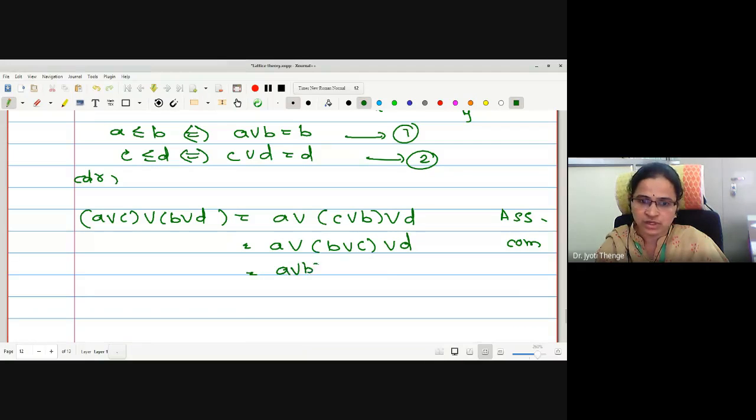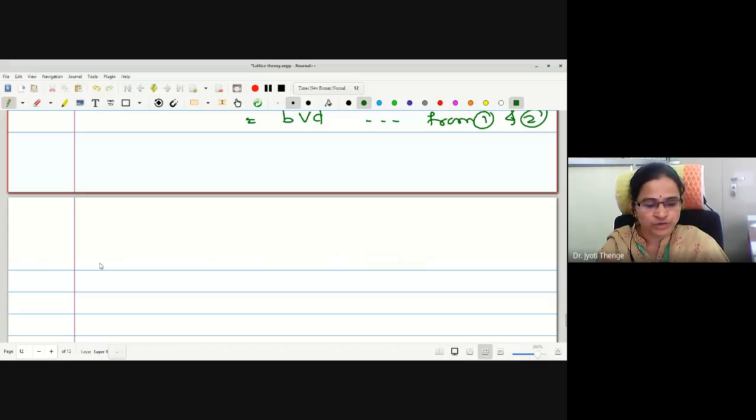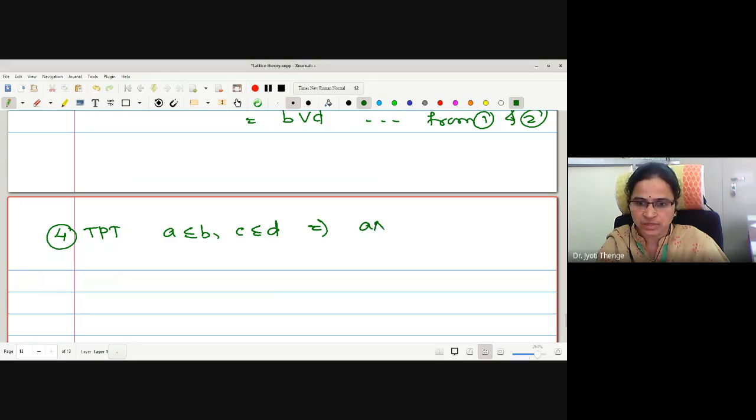Next I will separate again: A join B join with C join D. But what is A join B? This is B from 1 and this is D from 2. This is from 1 and 2. Okay. Last point we will prove, that A precedes B, C precedes D implies A meet C precedes B meet D.